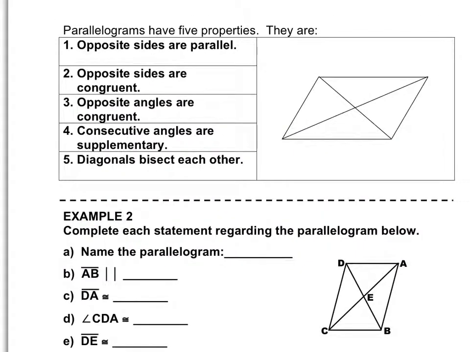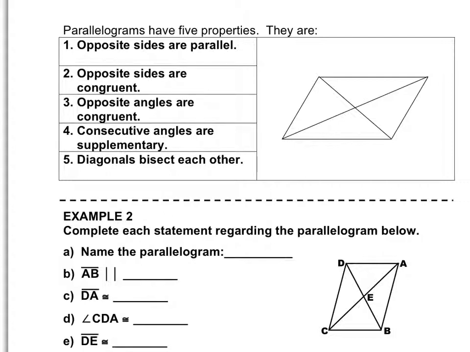If you turn to the next page, it says that parallelograms have 5 properties. A property is something that is true about this shape. These 5 properties are true for any parallelogram. Any parallelogram.